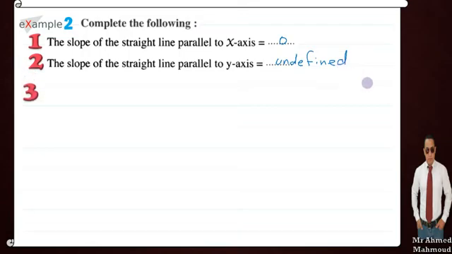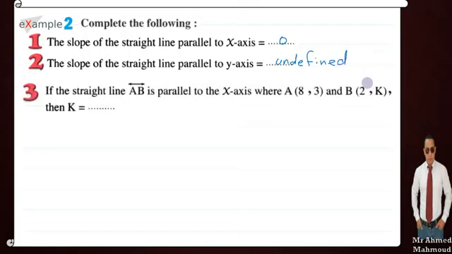Number 3, if AB is parallel to the x-axis, where A equals (8, 3) and B equals (2, k). As I said before, if the line is parallel to the x-axis, then y1 equals y2. This is the previous rule. So y1 equals y2, then k equals 3.